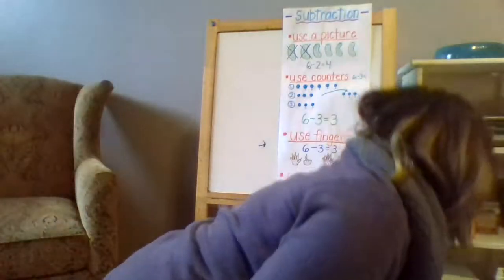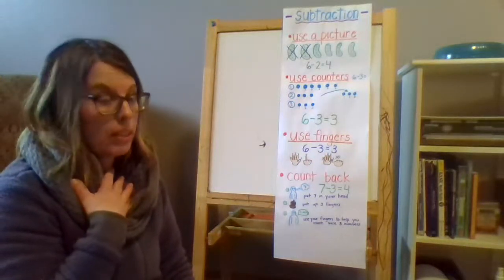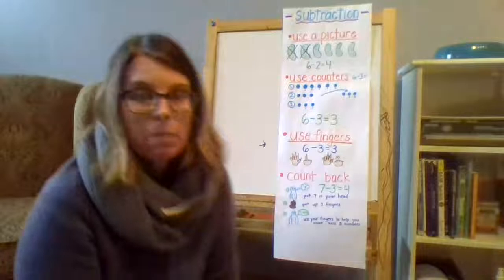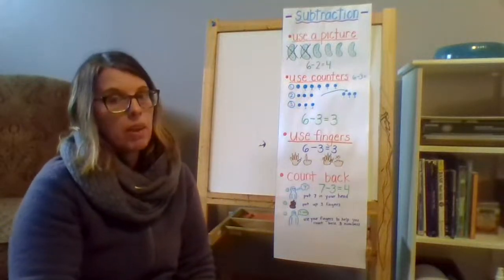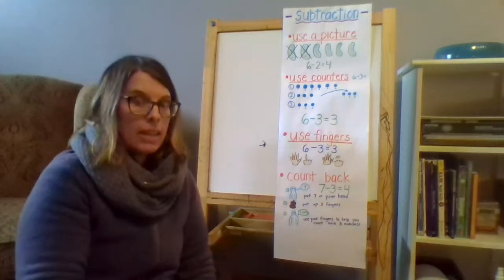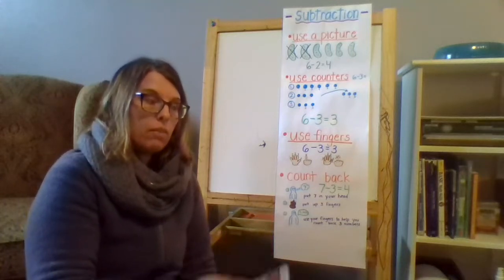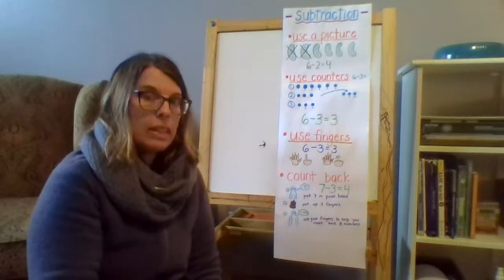Okay? The next strategy is counting back. So counting backwards. Okay? It's going to involve putting some numbers in your head and being able to count backwards. So first, let's just practice counting backwards. Let's start at 10 and count backwards all the way to 0. 10, 9, 8, 7, 6, 5, 4, 3, 2, 1, 0.